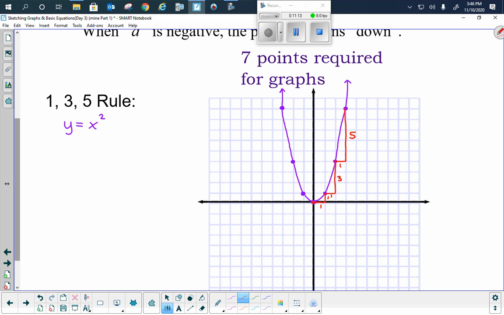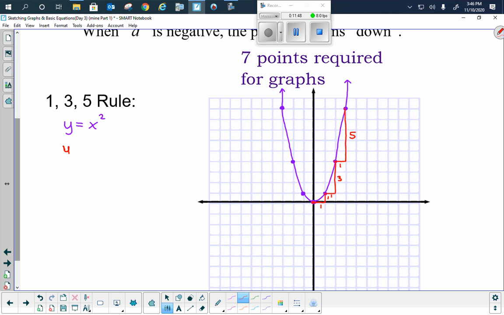That's the 1-3-5 rule, okay? 1, 3, 5, 7. And think about it, it's really just about how x squared works, right? If you went over to x being 4, 4 squared would be 16. Okay, so 16 from this y value of 9, right, would be 7 up, okay, from that point.